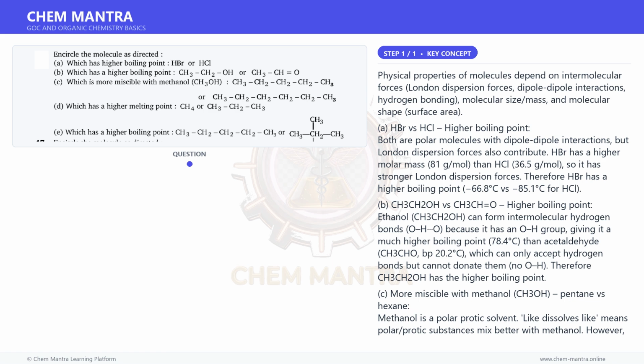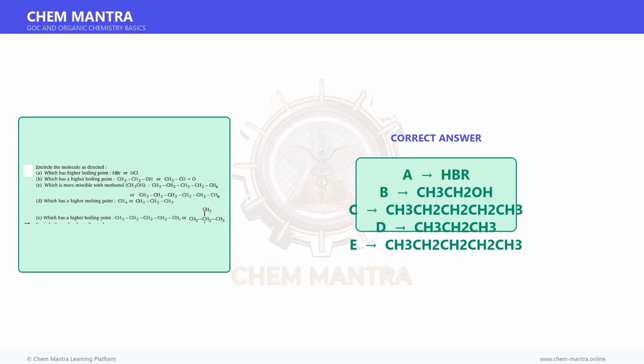Therefore, the correct answer is: A. HBr, B. CH3CH2OH, C. CH3CH2CH2CH2CH3, D. CH3CH2CH3, E. CH3CH2CH2CH2CH3. Therefore, the correct matching is: A matches HBr, B matches CH3CH2OH, C matches CH3CH2CH2CH2CH3, D matches CH3CH2CH3, E matches CH3CH2CH2CH2CH3.